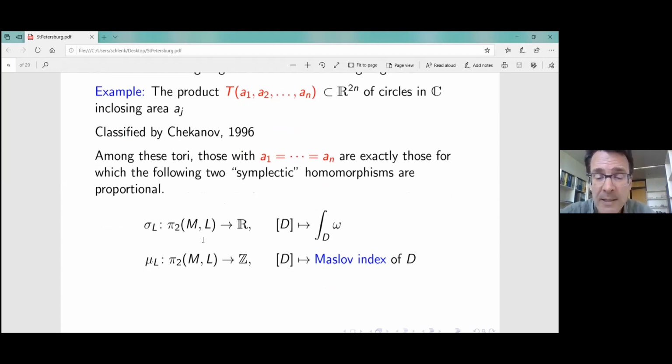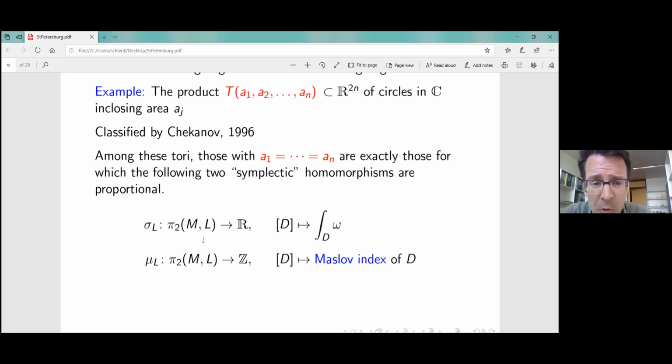The first one, sigma, is measuring sizes. So this pi2, you take an element therein, represented by a disk, right? You have a disk in M with boundary on L. And you just measure its size. And the only way to measure size is the symplectic form. You just integrate your symplectic form over the representing disk, and it does not depend on which disk you take because of the Lagrangian boundary condition. The difference is a cylinder in the Lagrangian, and the omega integral would vanish. So this is well defined. This is the area class with real values.